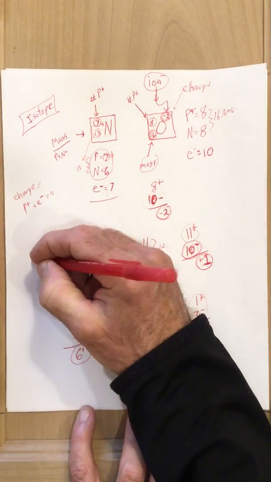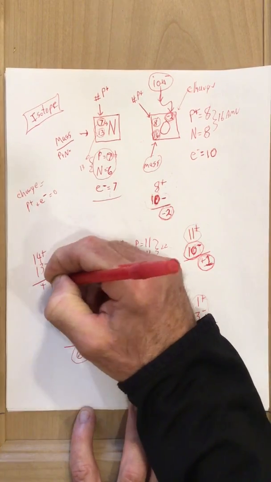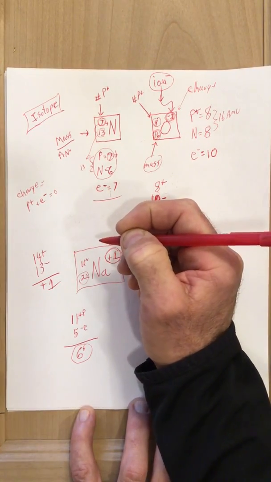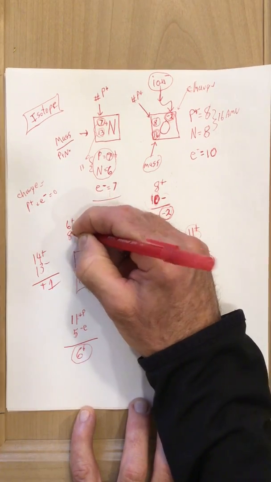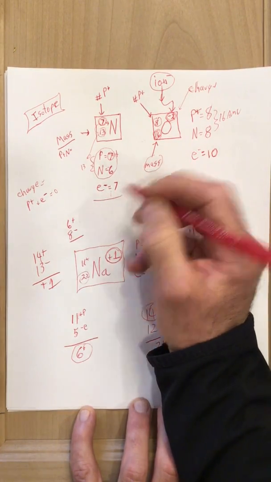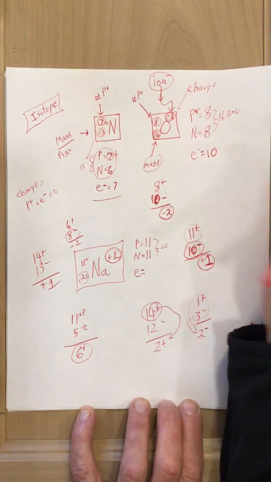We'll do one more. So 14 positives, 13 negatives, +1, right? 6 positives, 8 negatives, -2. 2 of those are left over. All right? It's as easy as that.